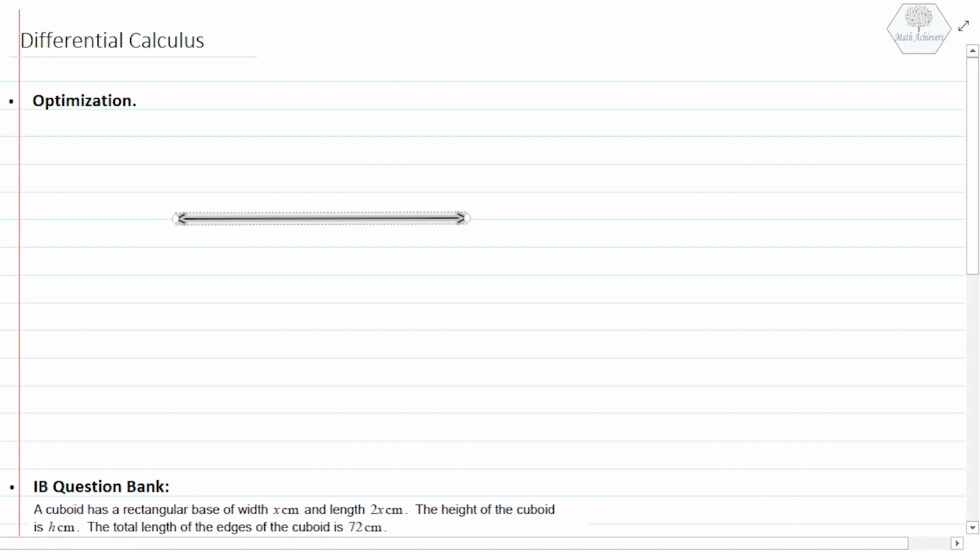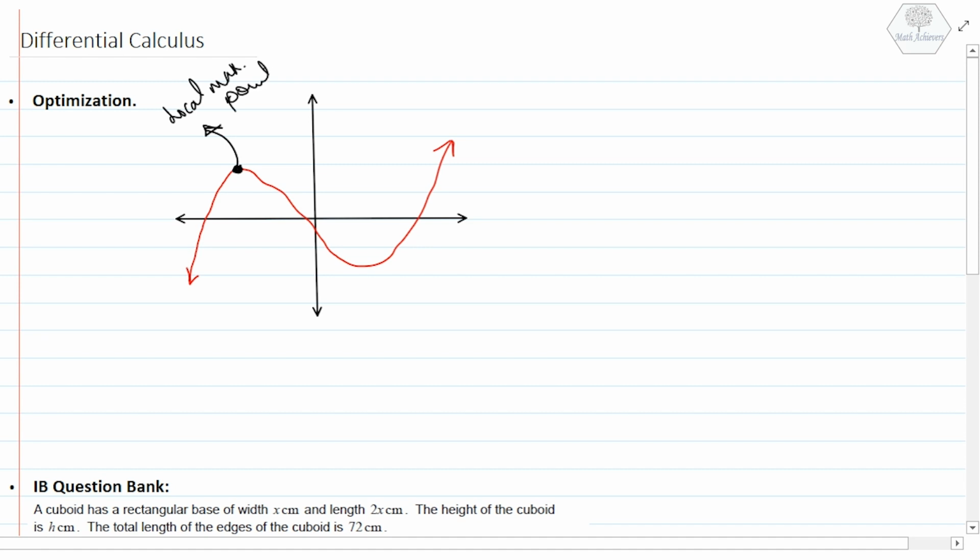Let's draw a curve now. This is my curve, continuous. Now on my curve, this point is called a local maximum point, and this point in here is called a local minimum point.